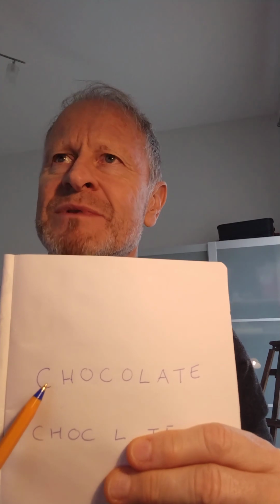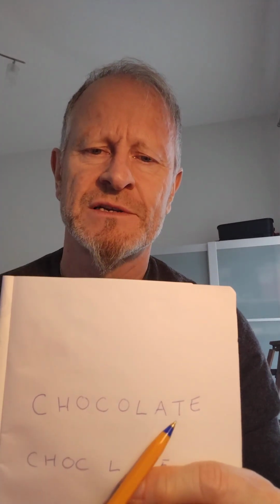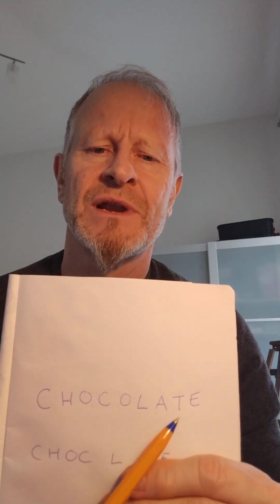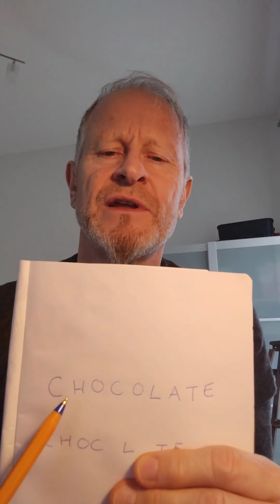And I have a word written here on my piece of paper. If we say this with syllables, it would be the word chocolate. Now that's how it looks, but the problem with English words is they often don't sound how they look, and that's a good example. It looks like chocolate, but we say this word chocolate.